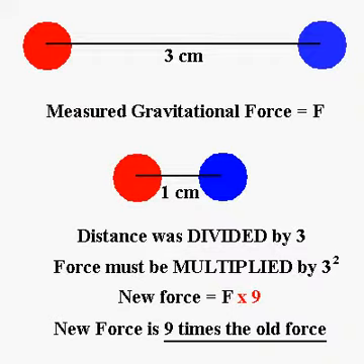So notice what we did here. We figured out what the distance was multiplied or divided by. Then we did the opposite to the force and we squared it. Distance was divided by 3, so force was multiplied by 3 squared, or 9.